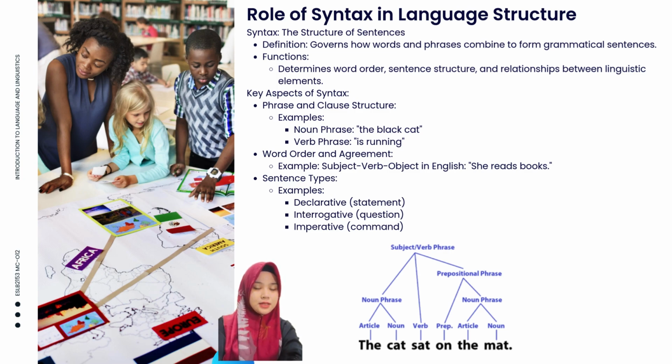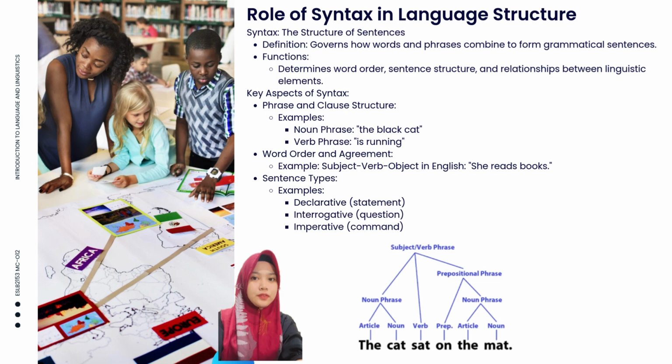There are three key parts of syntax. The first key part is phrases and clauses. These are groups of words that work together in a sentence. For example, noun phrase, that is like the words the black cat. Next example is verb phrase, that is running. Second key part is word order and agreement. In English, we usually follow the subject verb object order. For example, she reads book is correct. Reads she book is incorrect.